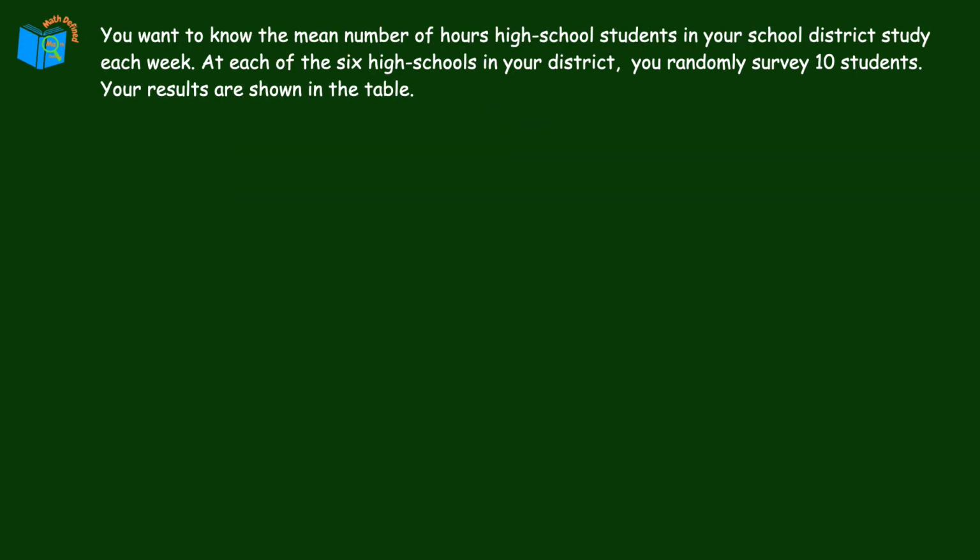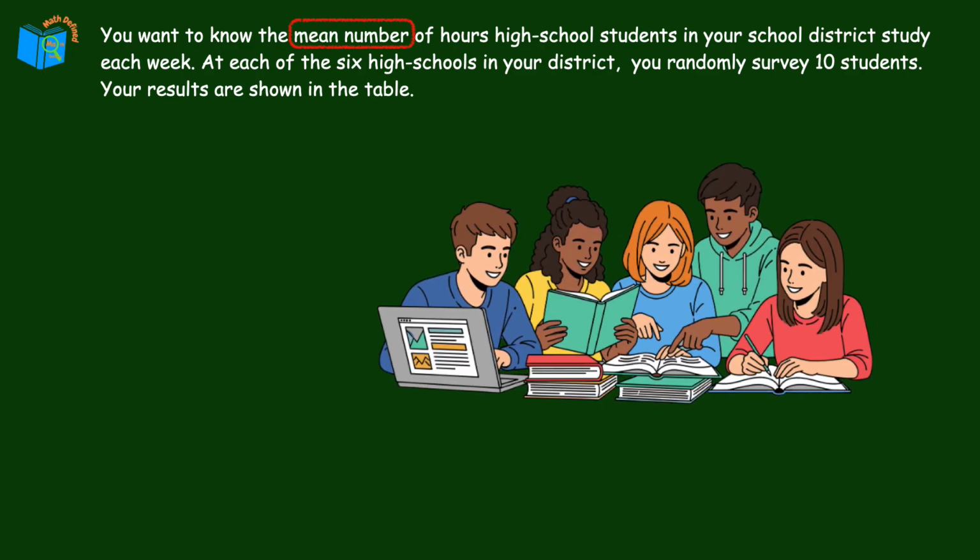Now let's take a look at another situation where we use multiple samples, but this time our focus is on the mean, or the average of the estimates, and how they can vary from sample to sample. Let's say that you want to know the mean number of hours high school students in your district study each week. The population for your survey is all high school students in your school district.